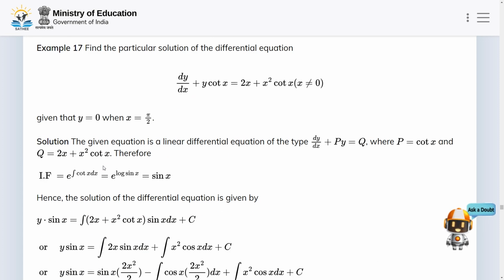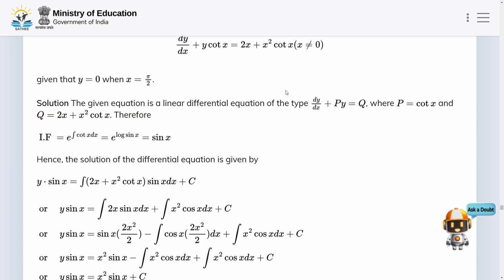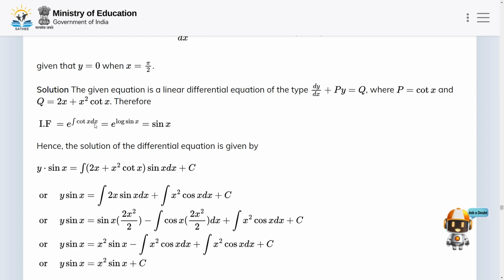Now next example. Find the particular solution. Here we have to find the particular solution, so first we have to find the general solution and then the particular solution according to the condition. First of all, p will be cot x, and q will be 2x plus x square cot x. Now the integrating factor will be e power integration of cot x dx. This means e power log sin x, which means just sin x. The final form will be y multiplied with the integrating factor is equal to integration of q multiplied with the integrating factor, as you can see, dx plus some constant.